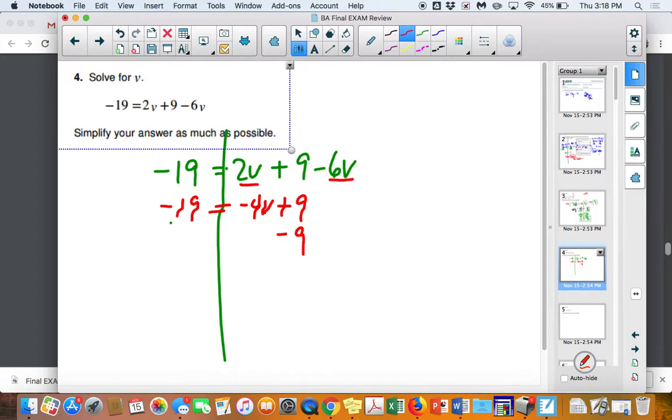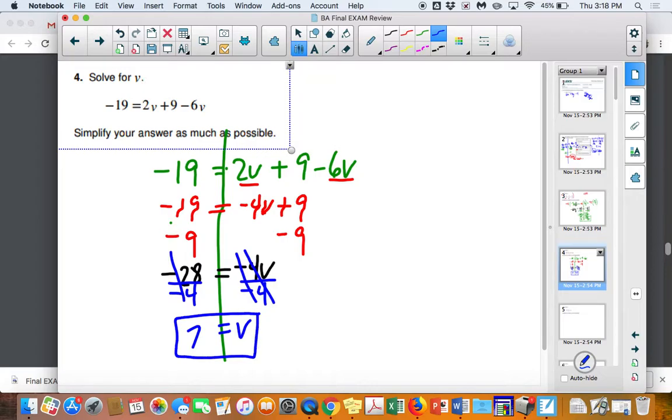Okay, if I solve for V, I got to get rid of the 9. And so do the math over here. -19 minus 9, that would be a negative, I do believe that's 28, equals -4V. Be very conscientious of your signs. Don't lose stuff. Don't get all loosey-goosey and miss it because you got sloppy. Now divide through by your -4. These cancel. And I've got V equals, the negatives cancel, 28 divided by 4 is 7. So 7 is my answer. And we reduced as much as possible.